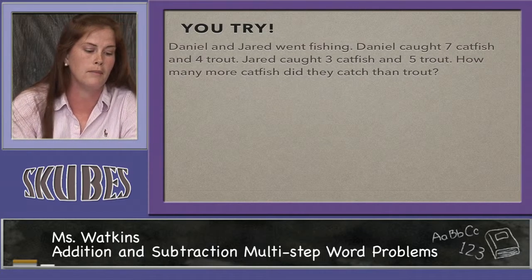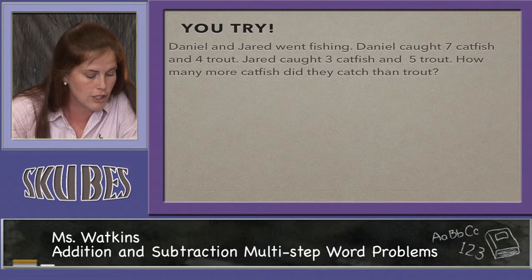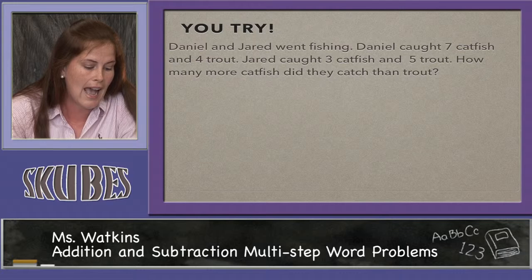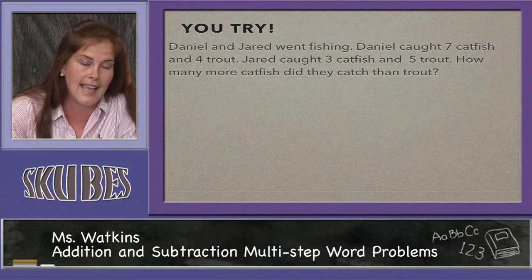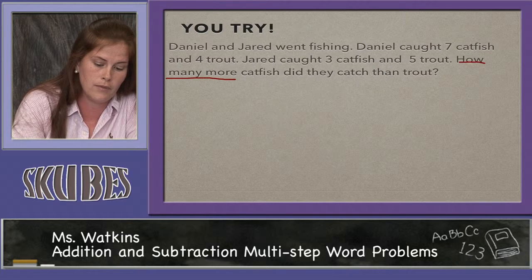Let's look at one more problem. Daniel and Jared went fishing. Daniel caught 7 catfish and 4 trout. Jared caught 3 catfish and 5 trout. How many more catfish did they catch than trout? There's a key phrase here, how many more?